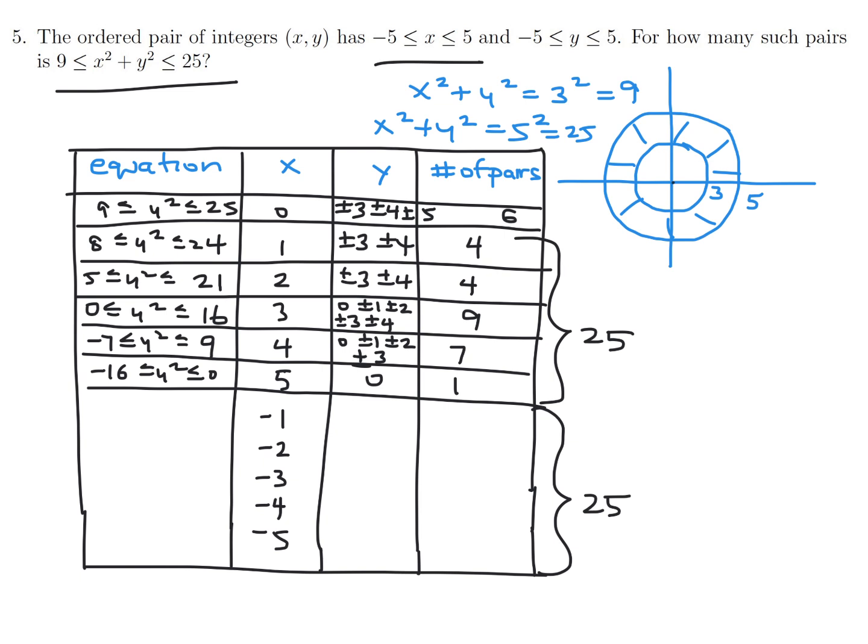I basically did these ones, and then if you do the negative ones, you're basically doing this side, which would be pretty much the same, and you guys can do that. So the total would be the 6, that 25, and that 25, and that is 56 total pairs.